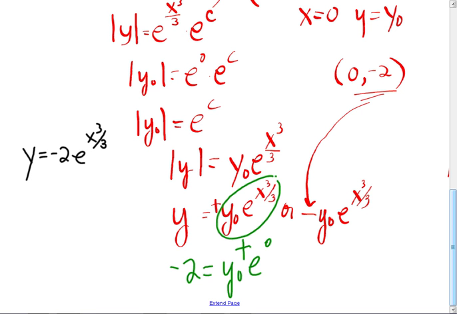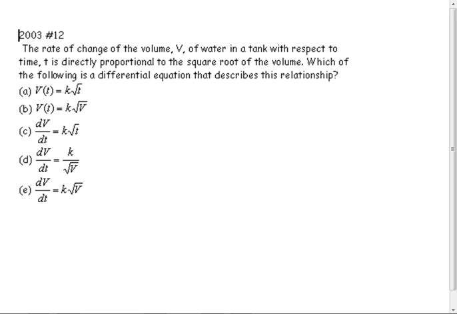Yeah. But when you solve this, and we'll do an AP problem, you'll see where I have to go back and look here to make sure that I have a negative sign out in front. You'll see it. So let's try this one. This is 2003, number 12.